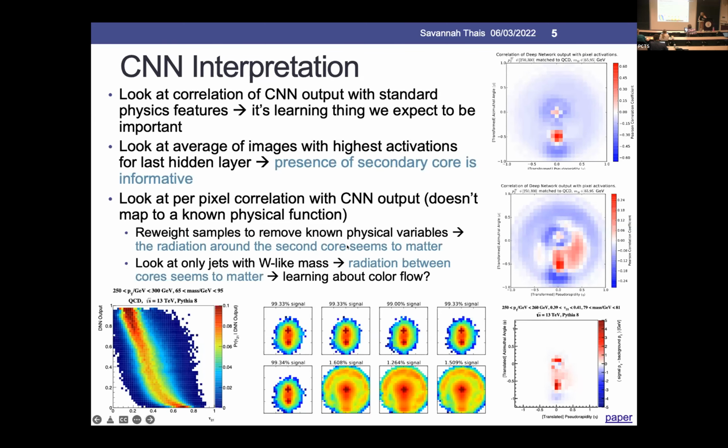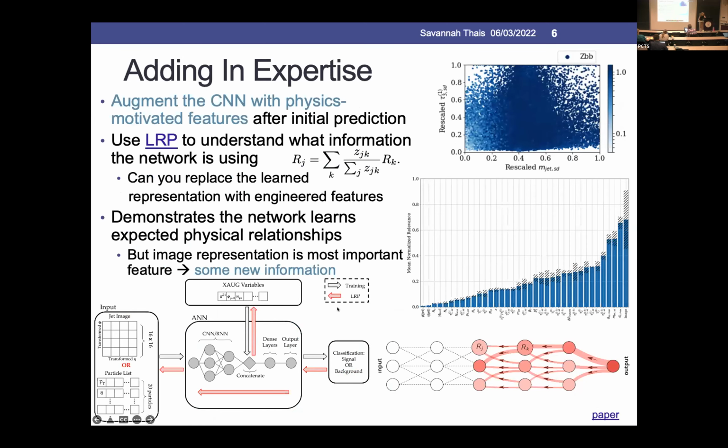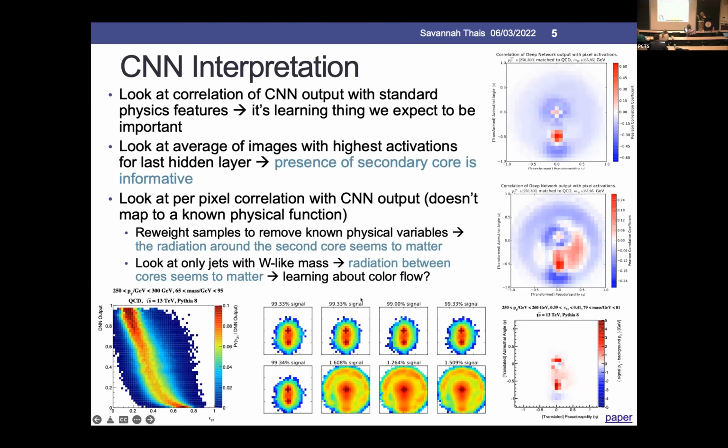So you can look at the average images that give your network a really high activation for the top tagging label versus the QCD background label, and we see qualitative things like we have this second core in the top jets that we don't have in the QCD jets. You can look at things like the learned filters that your CNN is learning and see where it's attributing attention in some sense in your network. And again, we're seeing the same qualitative things with all of these different approaches, that the presence of a second core matters. That maps onto what we know about physics.